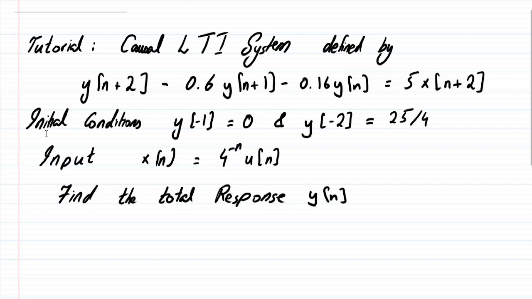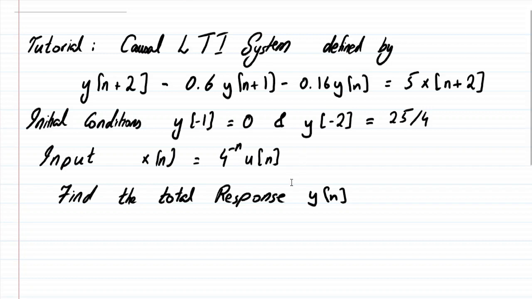Moreover, we have some initial conditions, which are y of minus 1 is 0 and y of minus 2, that is at minus 2 time unit, the output is 25 by 4. Meanwhile, we also have an input, x of n, which is equivalent to 4 power minus n u of n. And we are asked to find the total response y of n. This particular example I have taken from Linear Systems and Signals by B.P. Lathi.